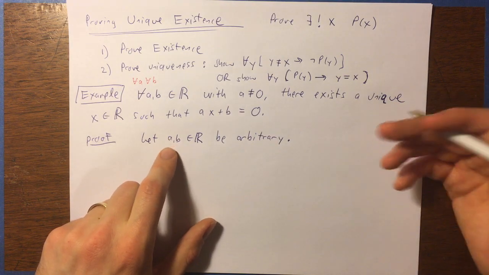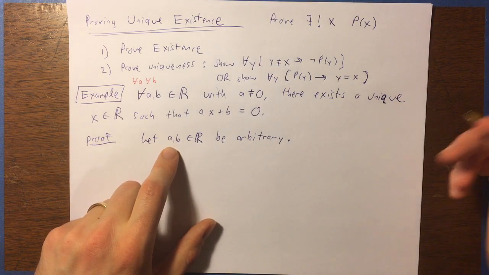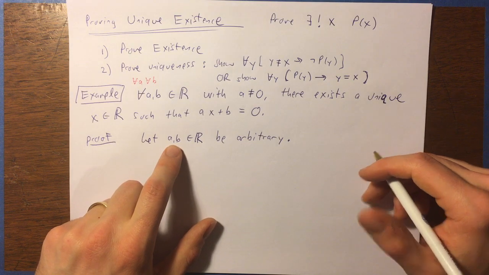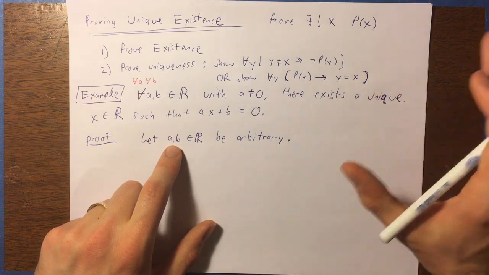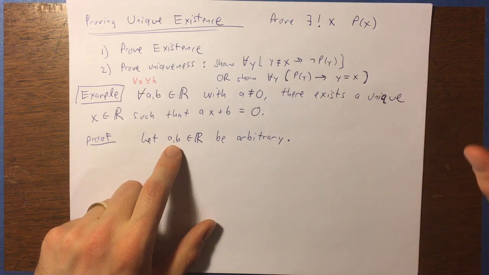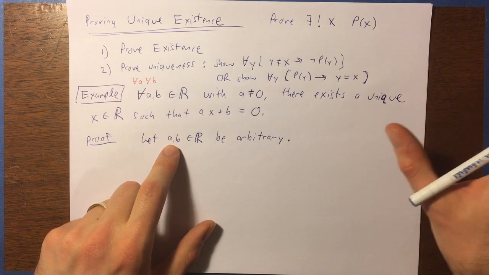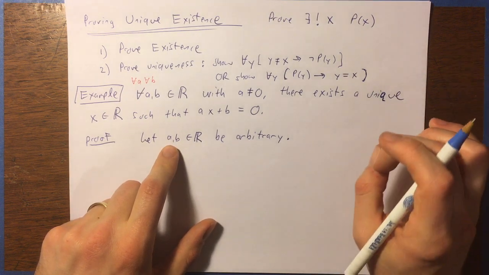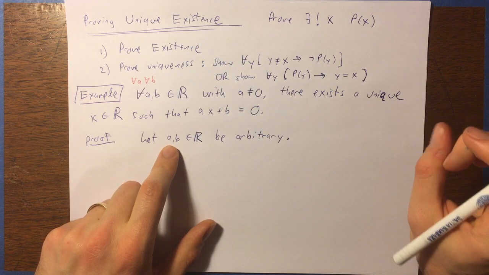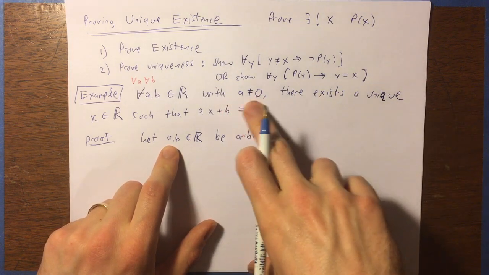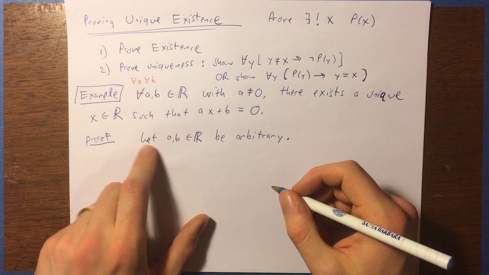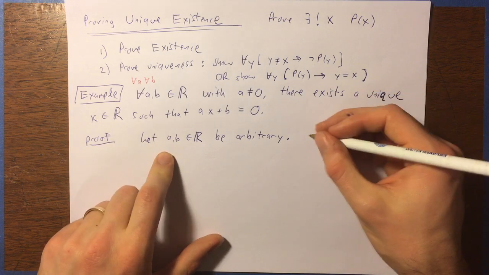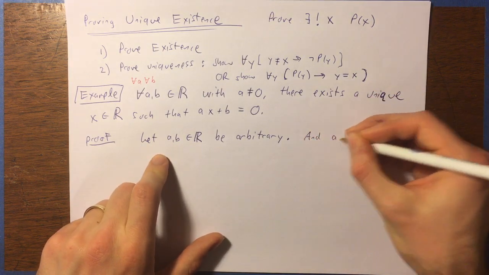We can't specify what their values are. We can't say, okay, let's have a be 5 and let's have b be 7 or whatever. We're going to call them a and b. We're working with them abstractly. We're not going to say what they are. We're going to treat them as if they could be any two real numbers, as long as, I guess, we are going to say a is not equal to 0. So let's have that be the next thing. And a not equal to 0.